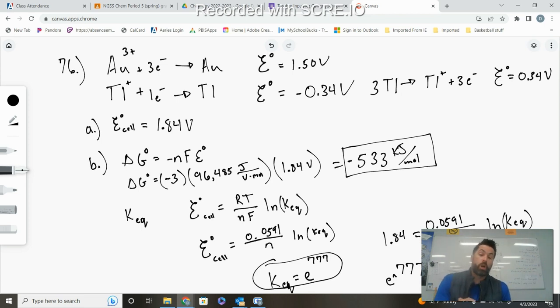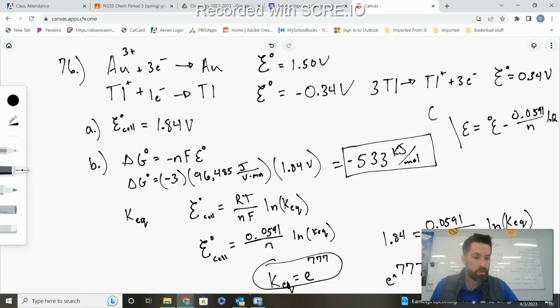Now, if you wanted to solve for different concentrations, you need to plug this back into the Nernst equation, not into this. And for part C, you need to use that your cell potential is equal to your standard cell potential minus RT over NF ln of Q. But since it's at 25 degrees, you can use 0.0591 divided by N ln of Q. So that's how you would do part C.